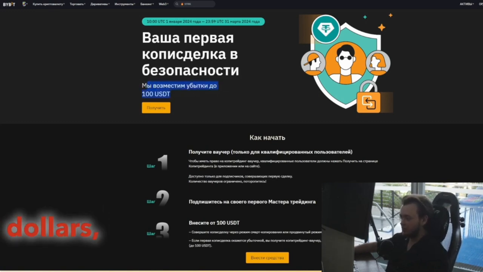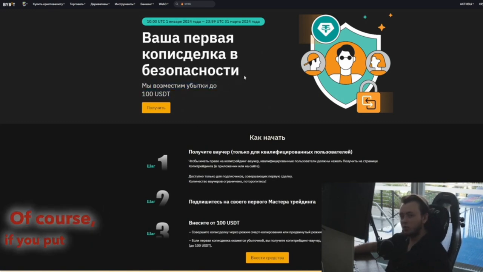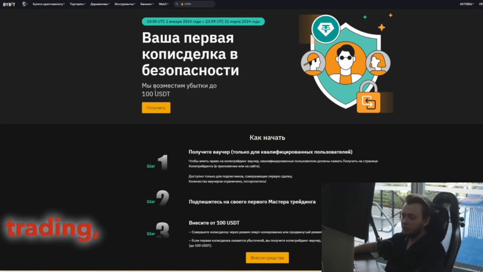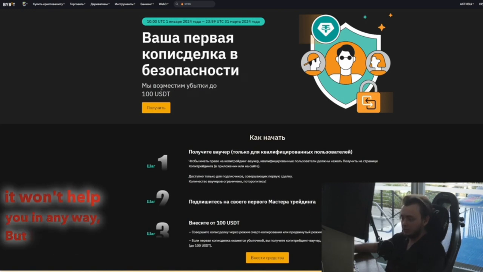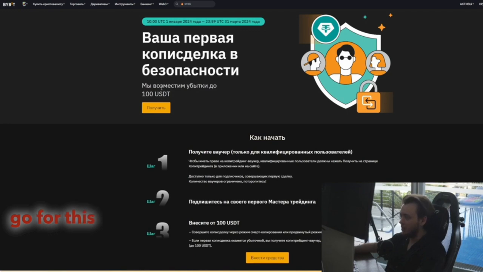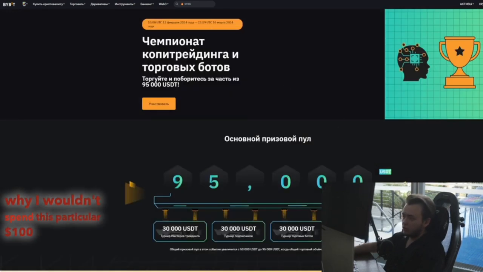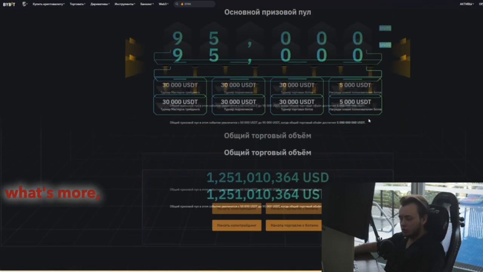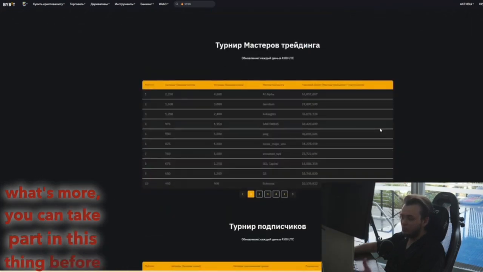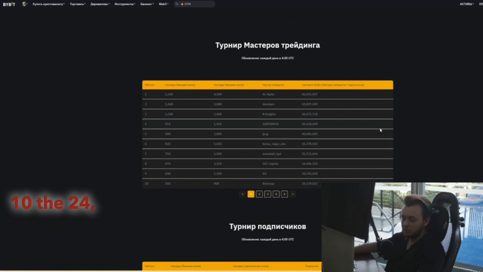Reimburse up to $100. Of course, if you put $3 billion in copy trading, it won't help you in any way. But I urge most people to go for this relatively free promotion. Why wouldn't I spend this particular $100 on anything else? What's more, you can take part in this before March 10th. This mainly motivated me to engage in cooperative trading, to do it in real time.